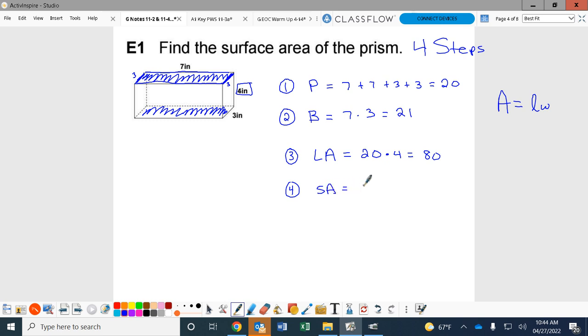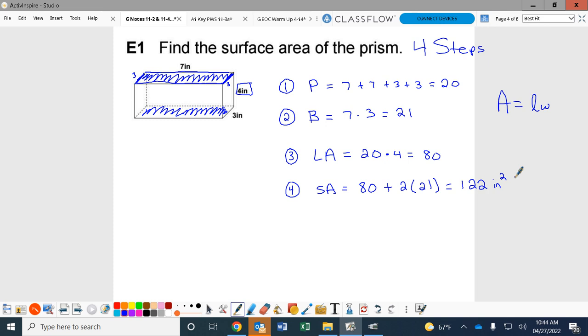The surface area formula is to take the lateral area, 80. You see how they just go to the next thing? So 80 plus 2 times the area of the base. We already did the area of the base. What's the area of the base? 21. Why do we have to do 2 of them? Because, guys, how many bases are there? 2. So do the math for that. 80 plus 2 times 21. 122, and that would be inches squared.